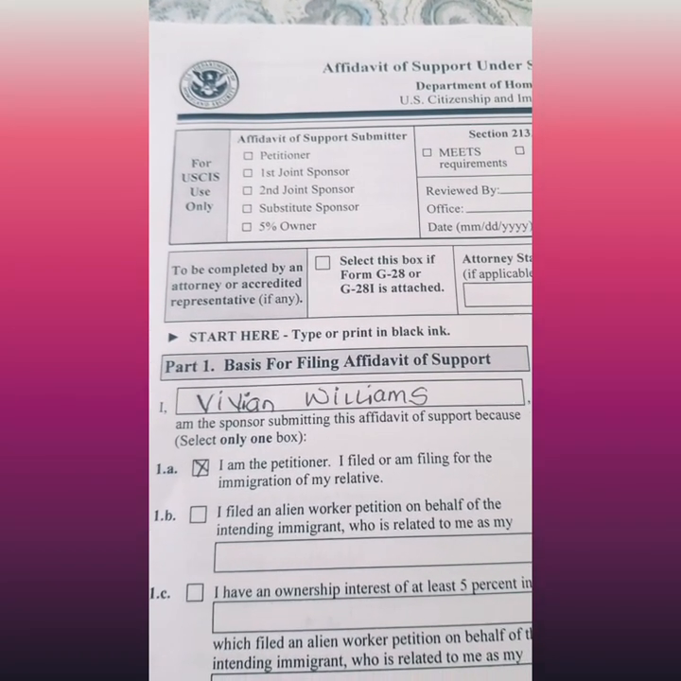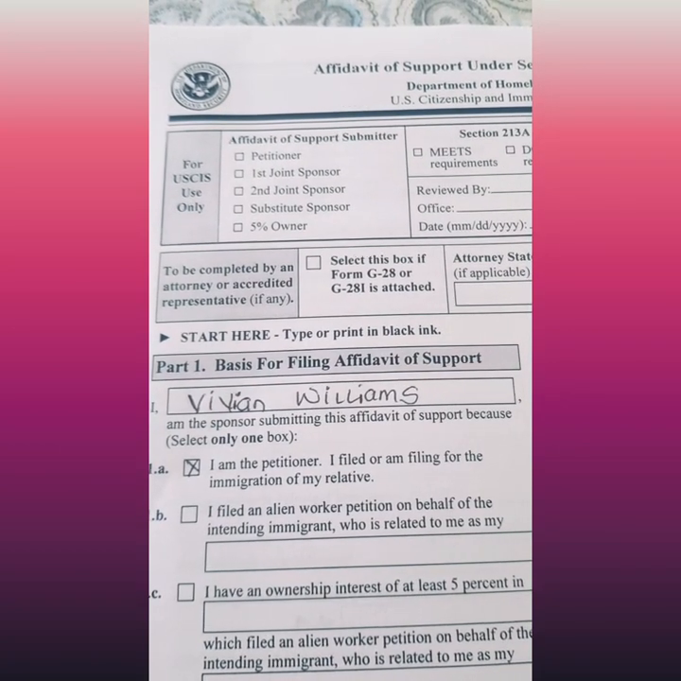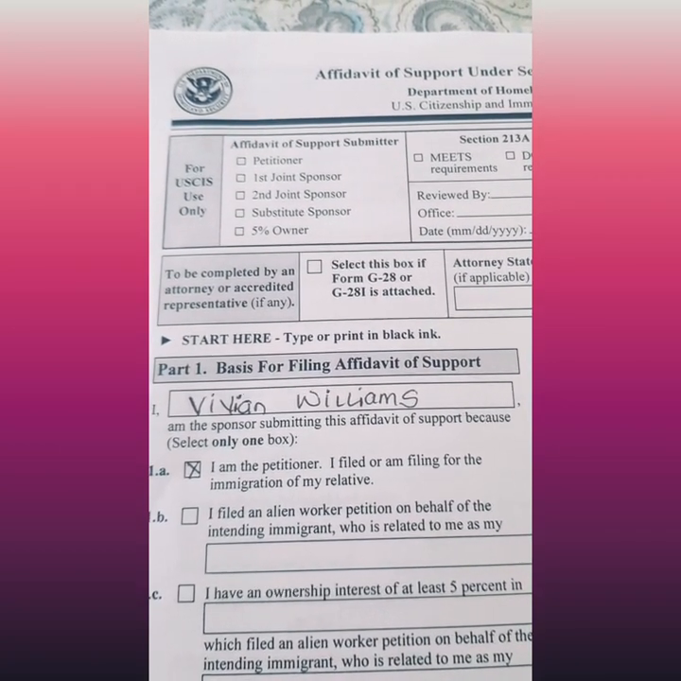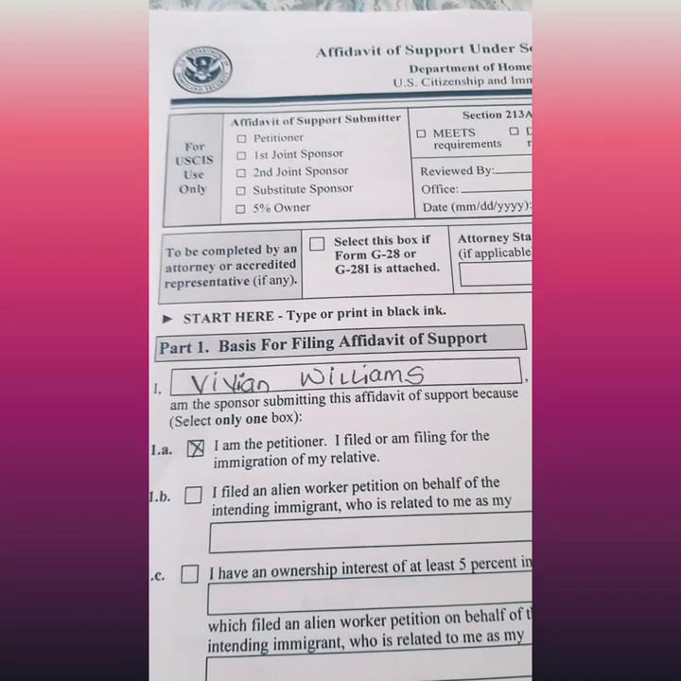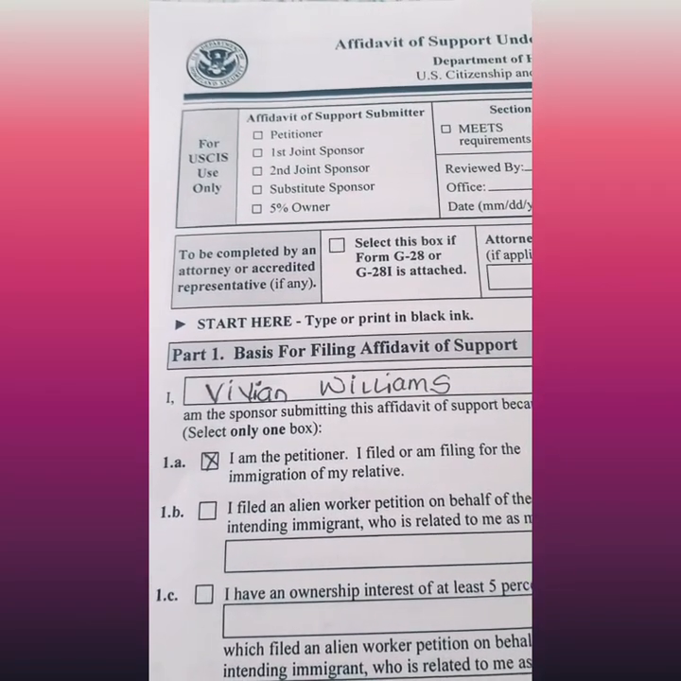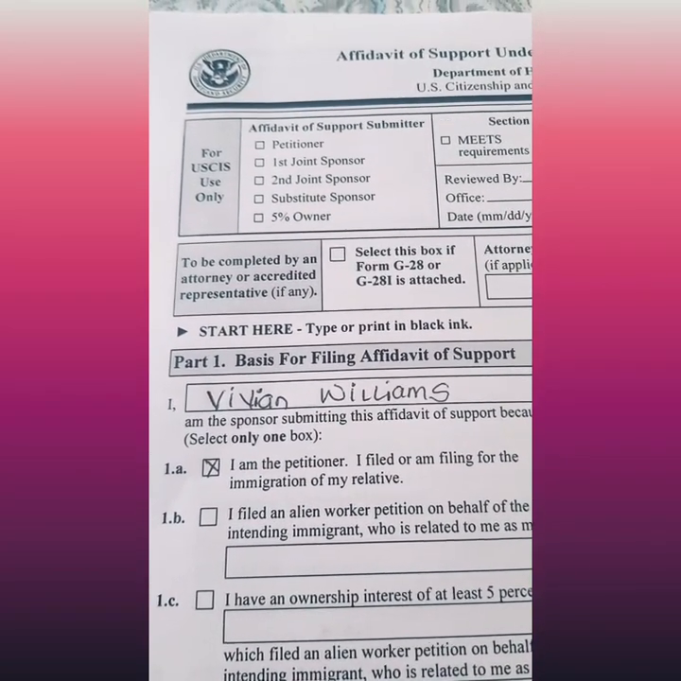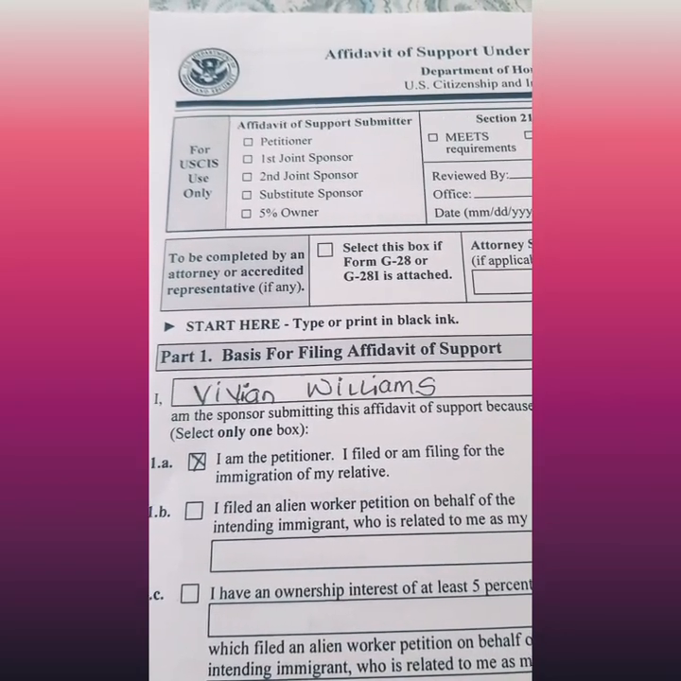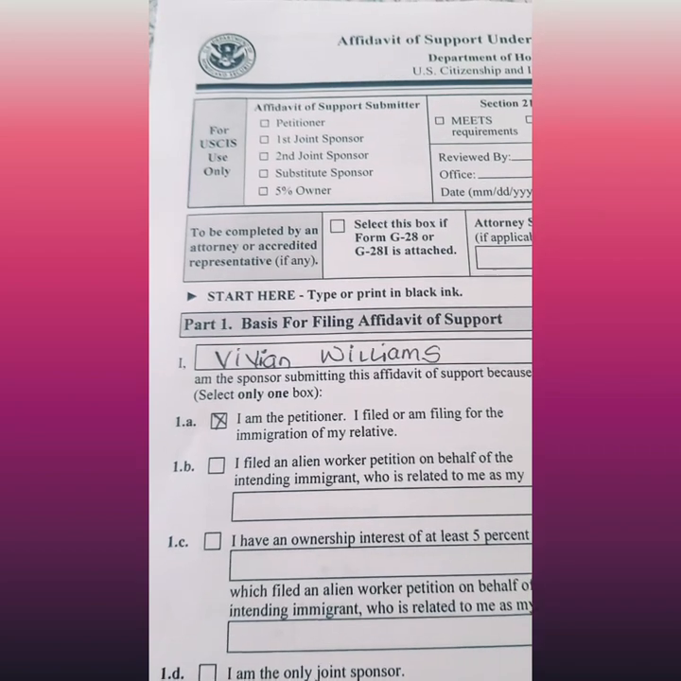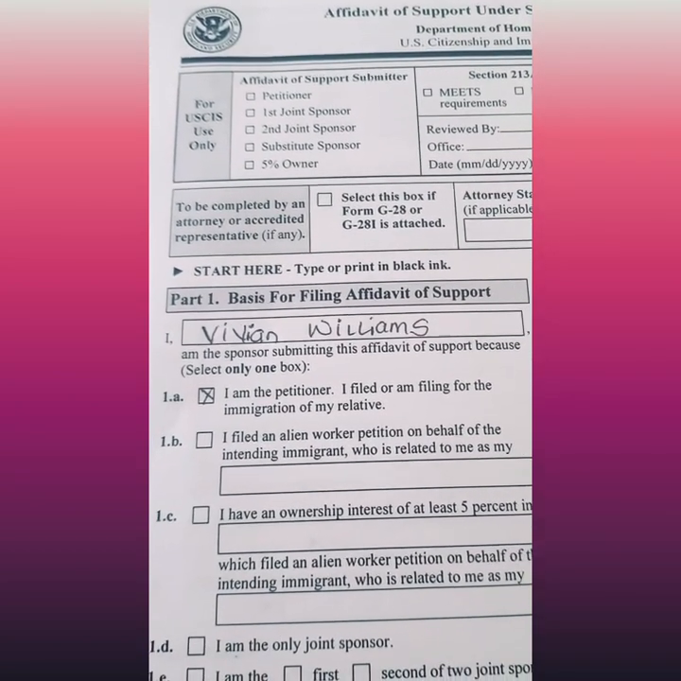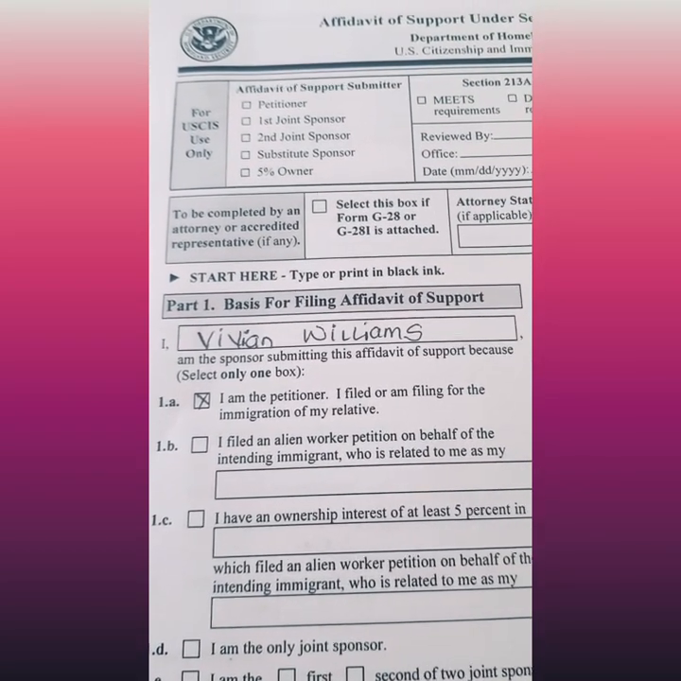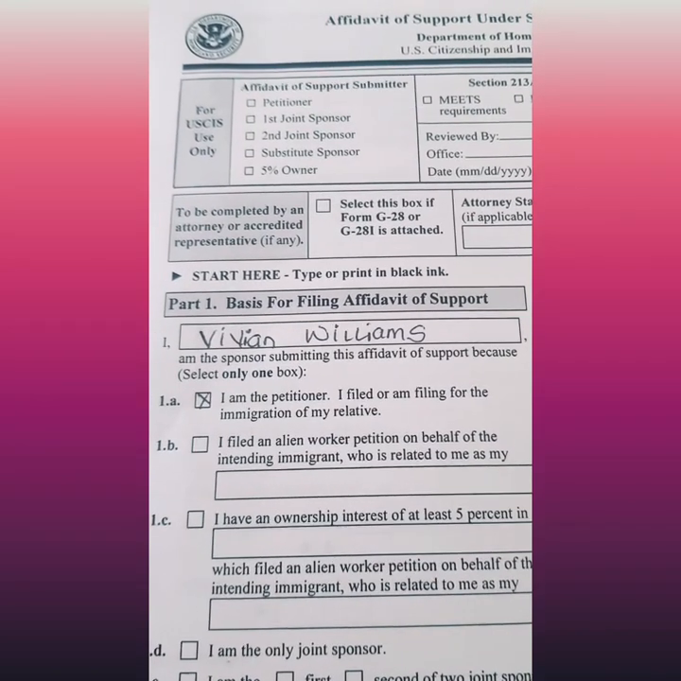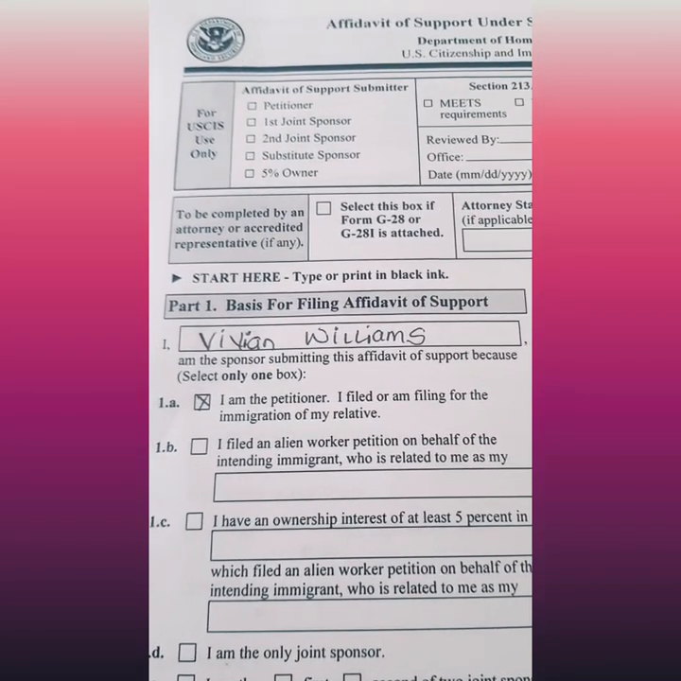I've already filled this form, so I'm going to be explaining the form to you. So number one, this form is for the petitioner. It's for the petitioner. So, on number one, you have to fill in the petitioner's name, which is Vivian Williams.